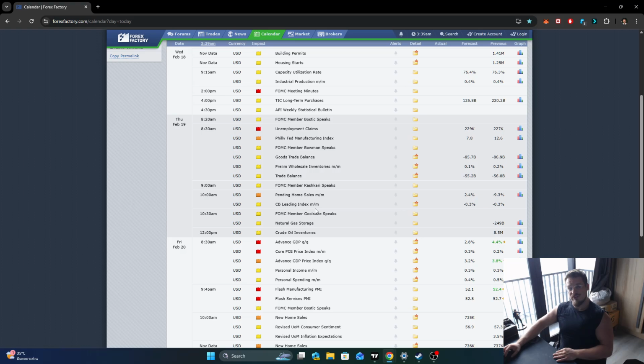A suggestion is to check two different calendars just to be sure. Sometimes an event is listed on one and not on the other, and you don't want to get hit by an unforeseen event because you did not prepare right. In this case, I'm going to show you one example. It's Forex Factory. There's also Financial Juice, which I can suggest as the second calendar.